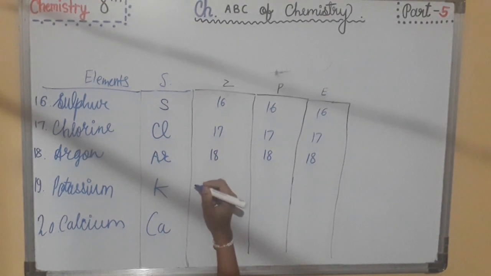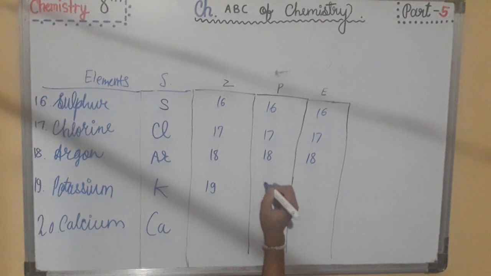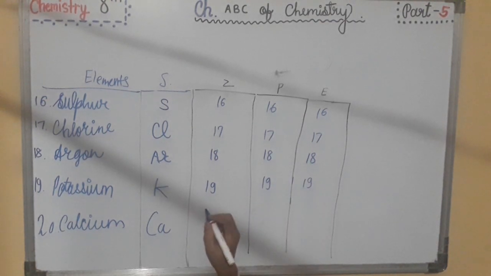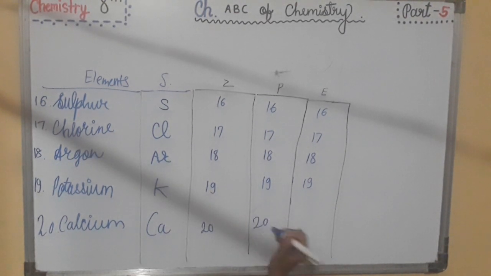Potassium's symbol is K, atomic number is 19, proton is 19, electron is 19. And the last 20th element is calcium. Its symbol is Ca, atomic number is 20, proton is 20, electron is 20. I hope you have understood till this.